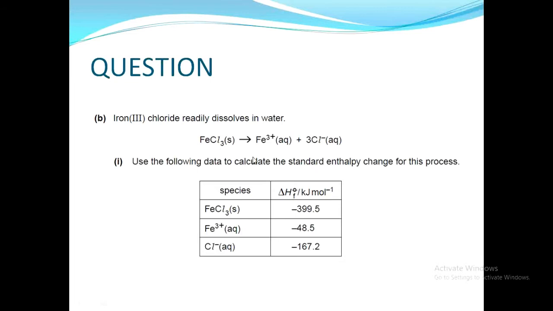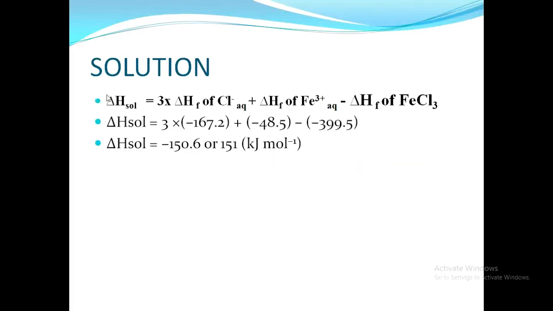He has not asked us about the formation of the Hess's cycle. He has asked for the solution and for the calculation part. So for the calculation part, we get an equation: enthalpy of solution is equal to 3 times the enthalpy of formation of aqueous chloride ions plus the enthalpy of formation of aqueous Fe3+ minus the enthalpy of formation of iron(III) chloride. So this is how you are able to formulate the equation for the calculation that was correlated to the formation of the Hess's cycle.